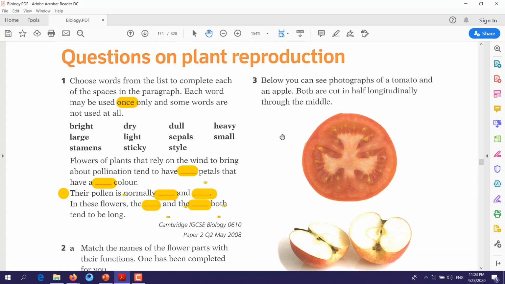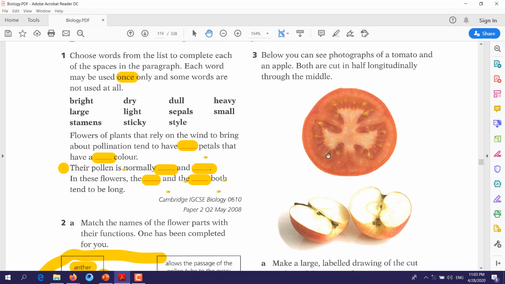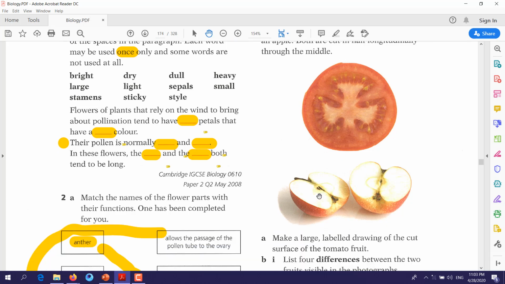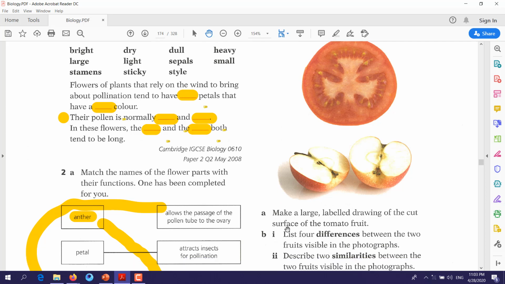Question number three. Below you can see photographs of a tomato and an apple. Both are cut in half longitudinally through the middle. Here we have the tomato and the apple. Question A. Make a large labeled drawing of the cut surface of the tomato fruit. Here you will draw the tomato and you will label it.